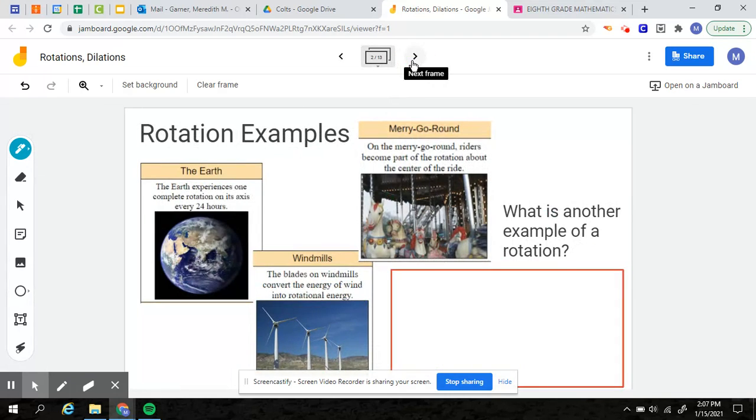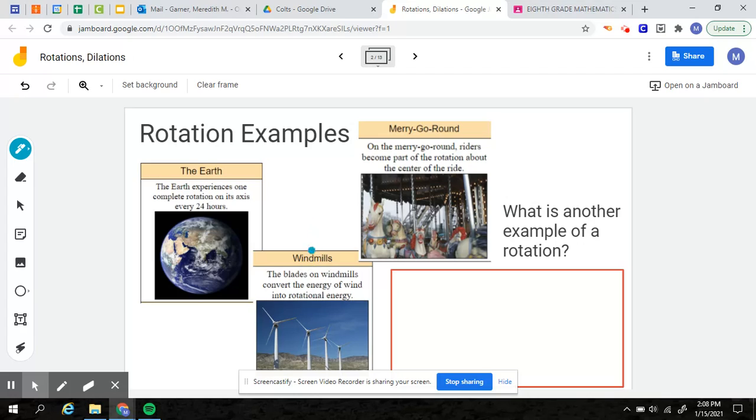So here are some examples of where you see rotation in the real world. This is probably the easiest one to come up with examples because you see it all over the place. So for instance, the Earth, it rotates on its axis, which creates our day, right? Every 24 hours, it rotates on its axis. It's also rotating around the sun. So that's what creates a year for us.